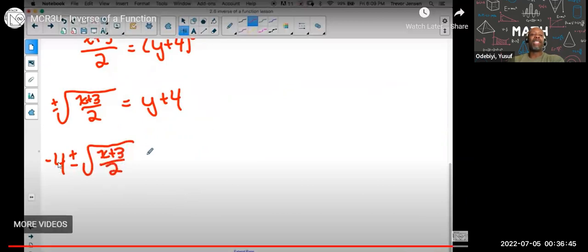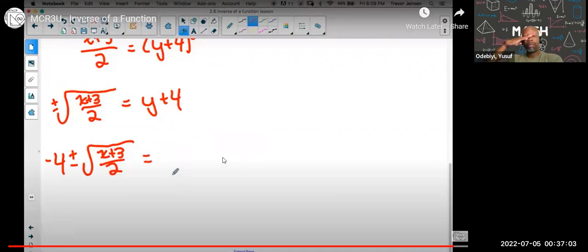Now he put it in front because it's probably safer to put it in front. If you put it behind, it may be confusing. Someone may think that negative 4 is inside the square root. No, it's not. So you put it in front, so there's a clear showing that it's not part of the square root. Okay.